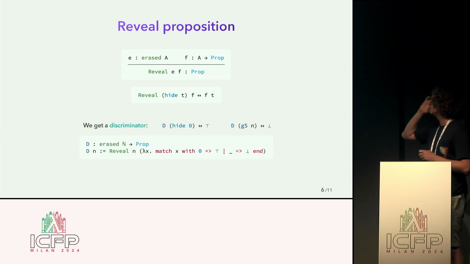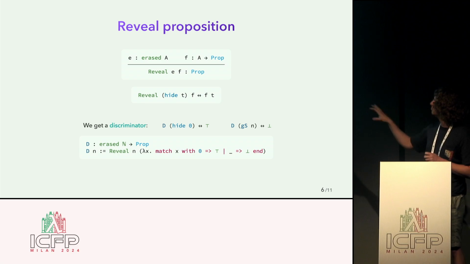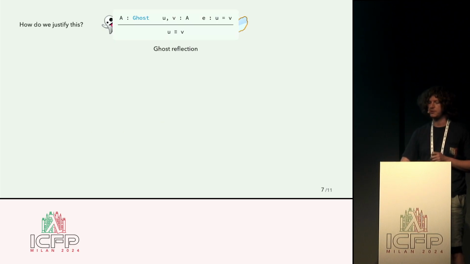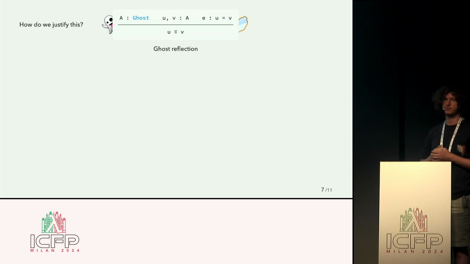And then you just get a discriminator by revealing this natural number and matching on X. Now you're allowed to do it. So you can either return true or false, and then you have something that's discriminating the two. Okay, so how do we justify such a type theory?